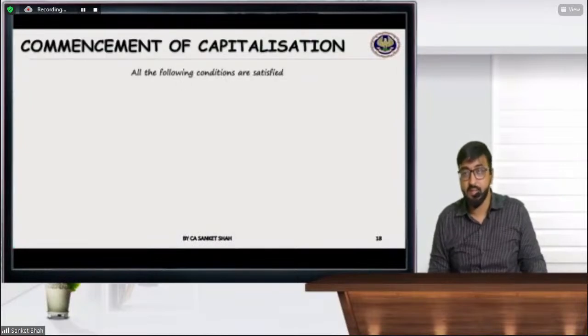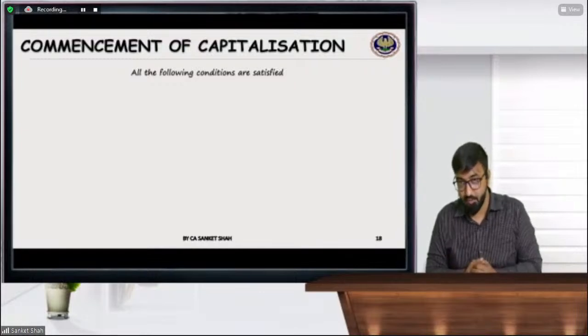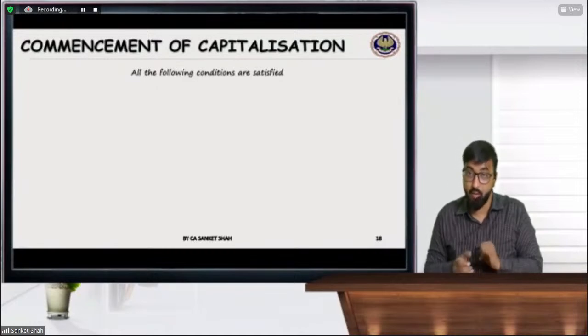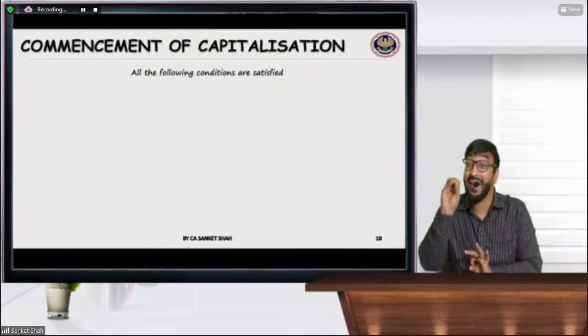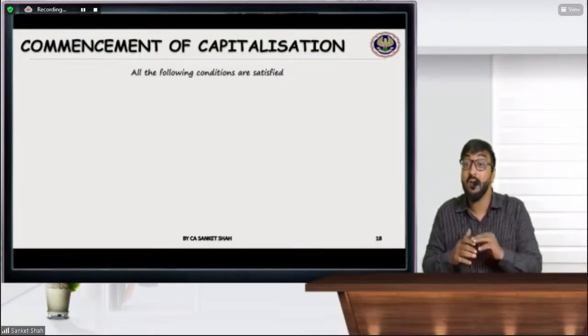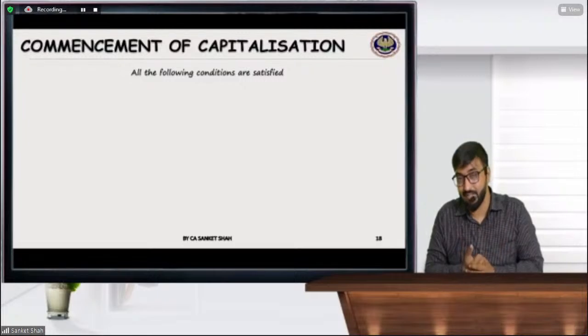Commencement is, suppose if you are following all these three conditions, it's not only that you are incurring expenditure, but at the same time, you must take some loan. So beta, loan is to be taken. You have to incur some expenditure, and only incurring expenditure is not essential. There must be some activities which are going on for construction of your assets. So if all these three conditions are fulfilled, then only you can start your capitalization.